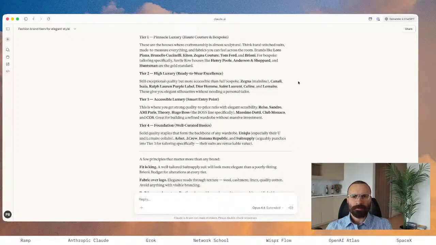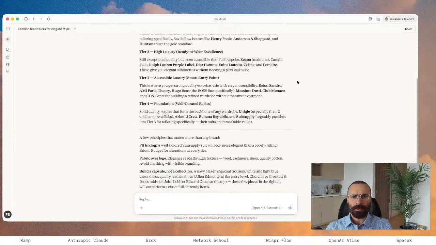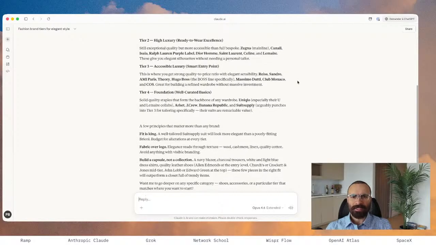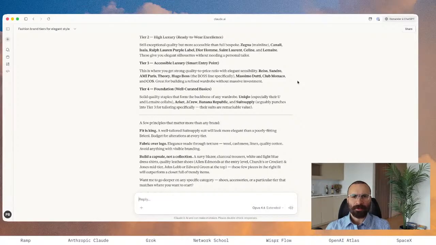For bespoke tailoring, specifically Savile Row houses like Henry Poole, Anderson and Sheppard, and Huntsman are the gold standard. High luxury, ready-to-wear excellence. More accessible than full bespoke: Zegna, Canali, Isaia, Ralph Lauren Purple Label, Dior Homme, Saint Laurent, Celine, and Lemaire. These give you elegant silhouettes without needing a personal tailor.